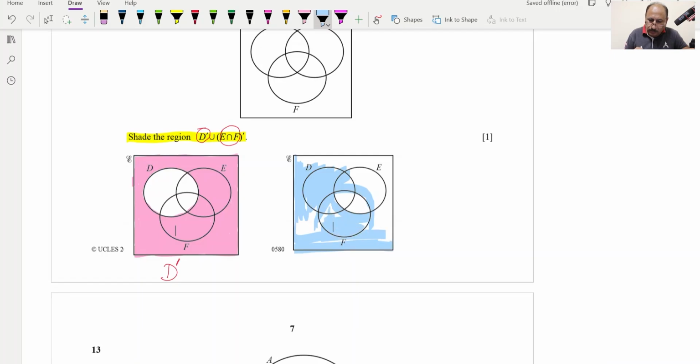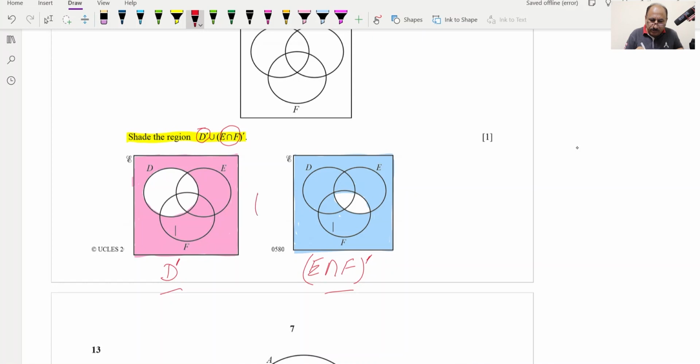Hopefully you will better understand why, when you break these into two steps, it's easier in case of Venn diagrams. If you break these types of questions into two steps, then you will understand better, and there will be no ambiguity also. So this is basically the part which is E intersection F complement. So we have drawn these two separately.